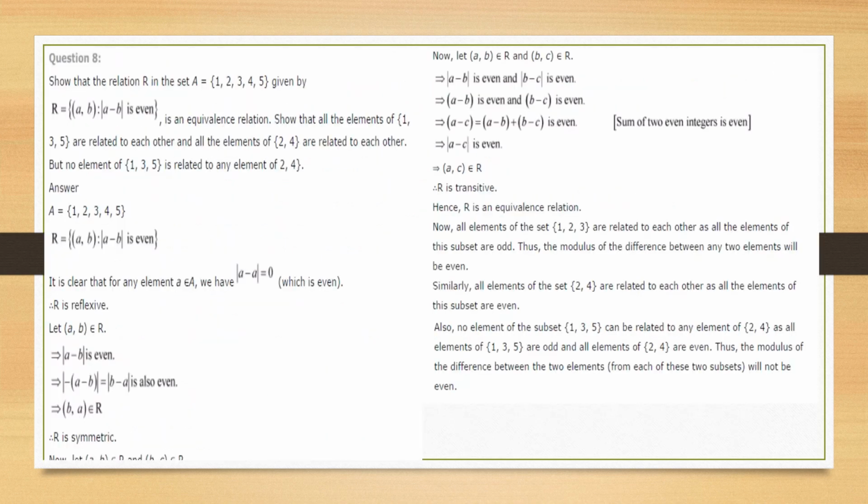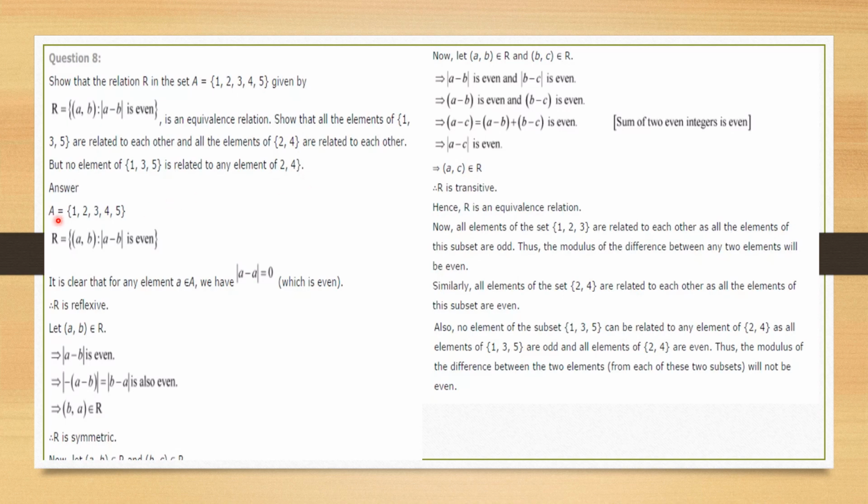Hence R is an equivalence relation. Question number 8 of your NCERT says, it's a very important question. Let us show that relation R in set A = {1, 2, 3, 4, 5} given by R = {(a, b) such that |a minus b| is even} is an equivalence relation. Equivalence means you have to check reflexive, symmetric and transitive natures. Show that all the elements of {1, 3, 5} are related to each other. That means all the elements of {1, 3, 5} follow the even condition of their modulus when the difference is taken. And all the elements of {2, 4} are also related in this manner. But no element of {1, 3, 5} is related to any element of {2, 4}. So let us start.